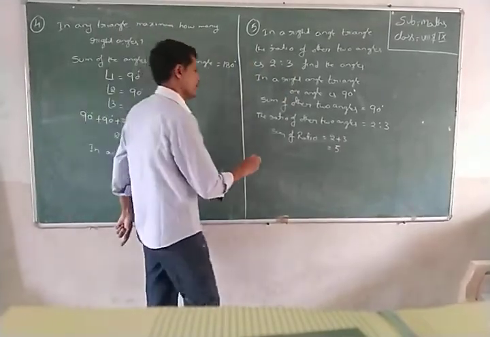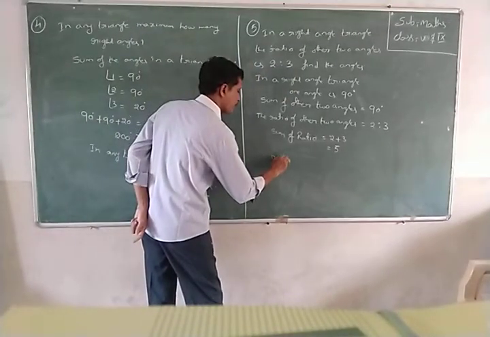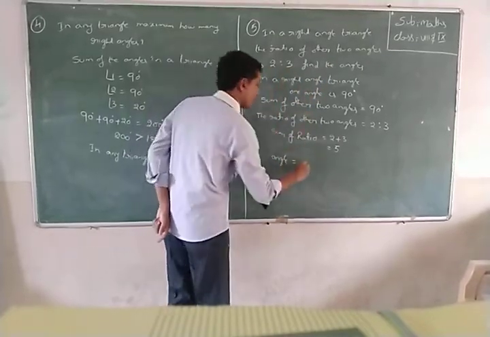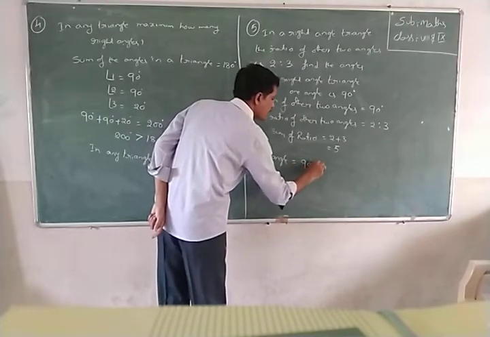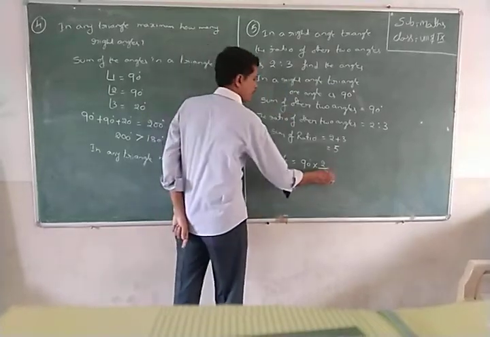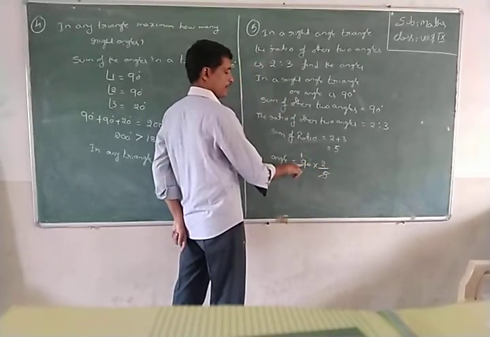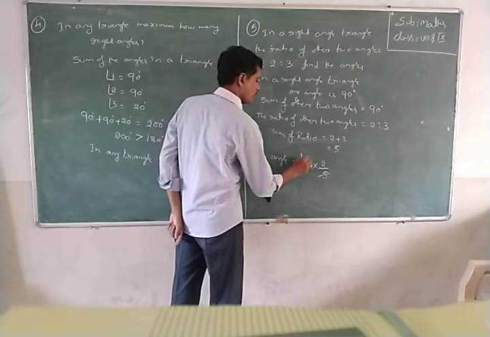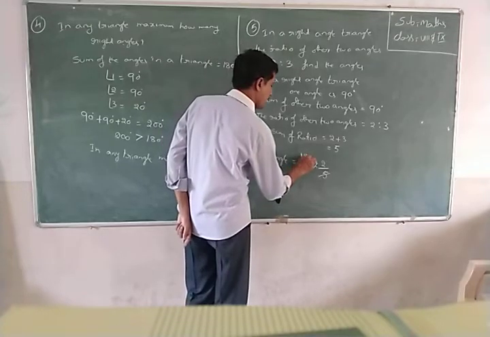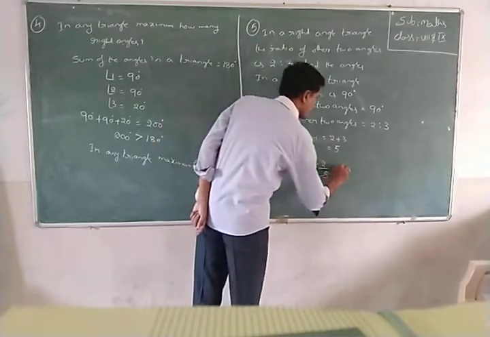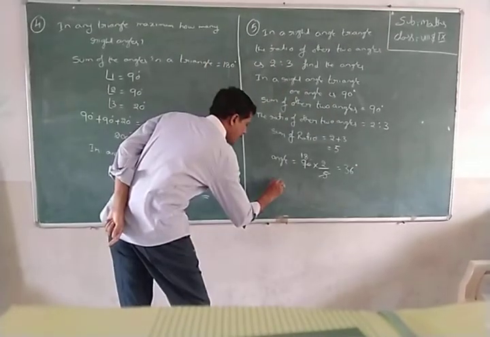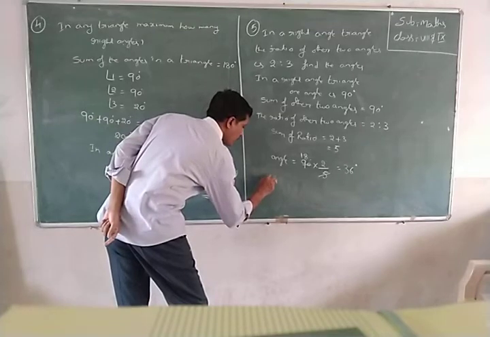Next, the angle. Here the first ratio is 2. Therefore, 90 into 2 by 5. Here 5 cancels into 90, 18 times. Then 18 into 2 is 36 degrees.